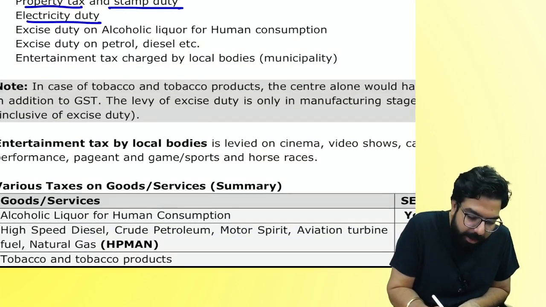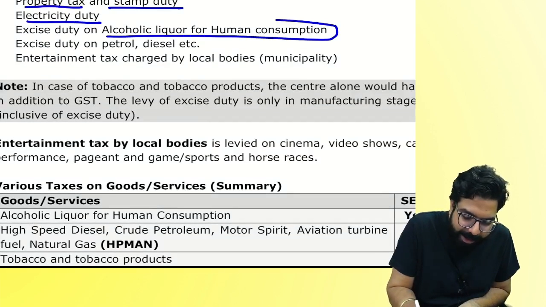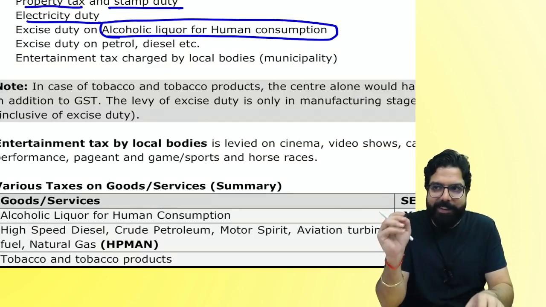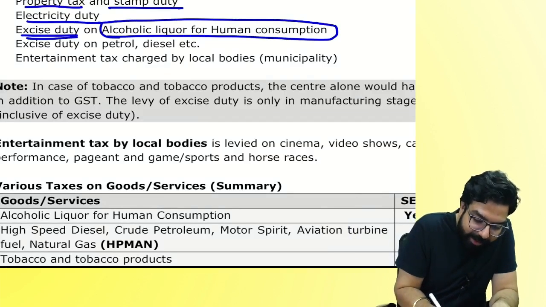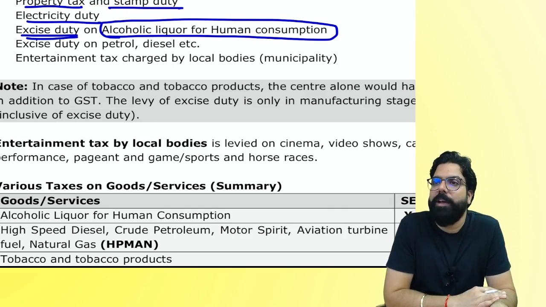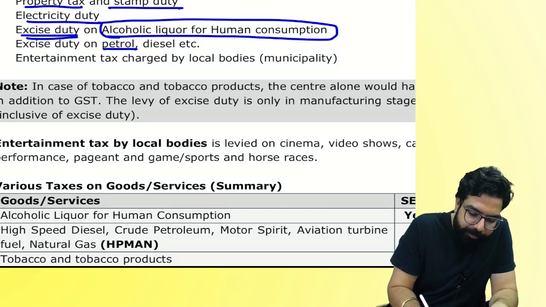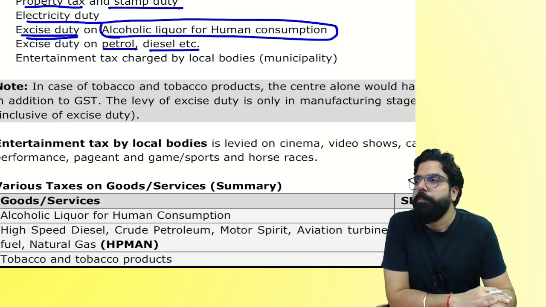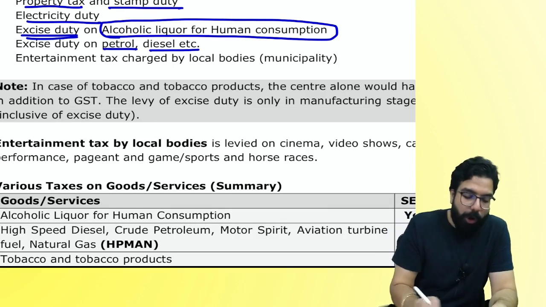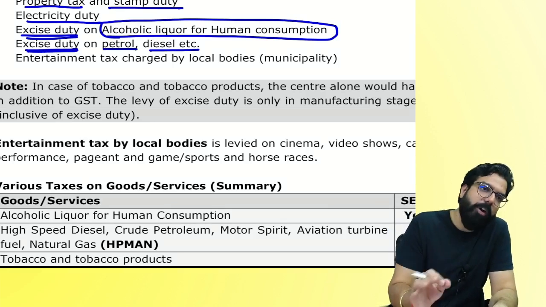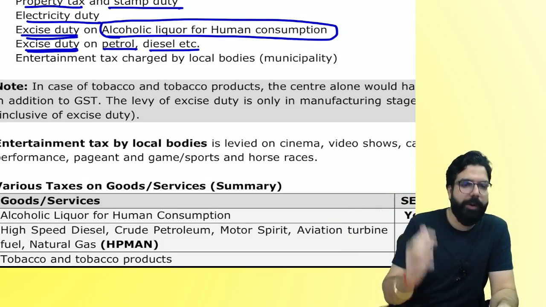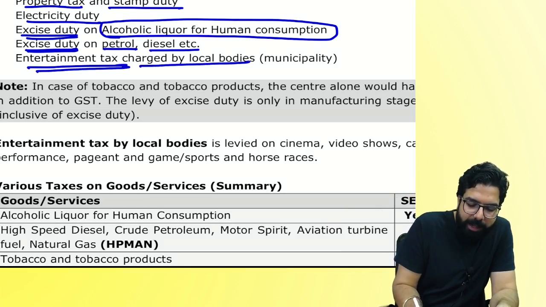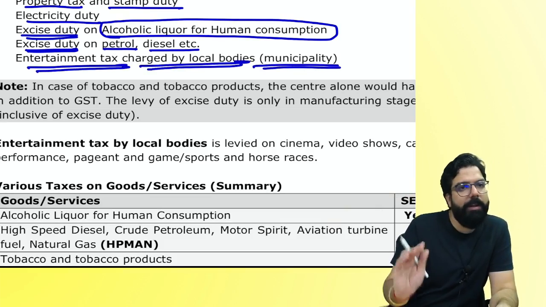Next. Alcoholic liquor, you remember alcoholic liquor? Will GST come on alcohol? Baba, the state government is still charging state excise duty. Are we clear? You know petrol, petroleum, petrol, diesel, etc. On that, the central government is still charging central excise duty. I will talk about petrol a little later. It will come, don't worry. Entertainment tax charged by the local body, local municipality, is still continuing.